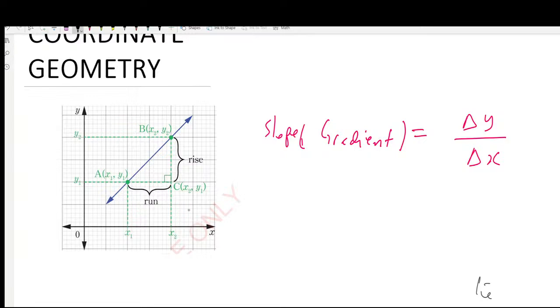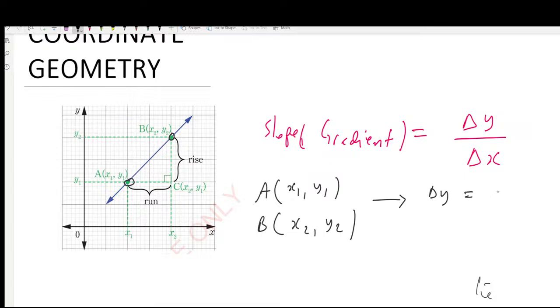And talking of change in y over change in x, we'll be considering 2 points, point A and point B. Point A being x1, y1, point B being x2, y2. And so talking of change in y, we'll be saying that change in y over change in x will be y2 minus y1 over x2 minus x1.